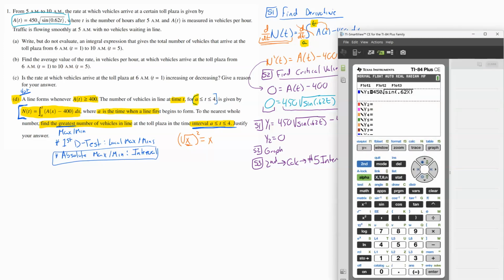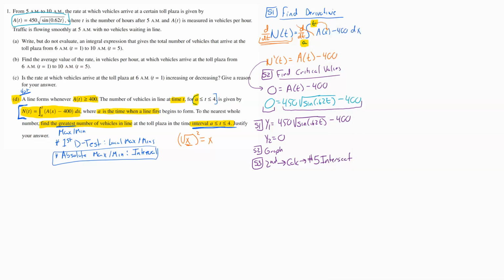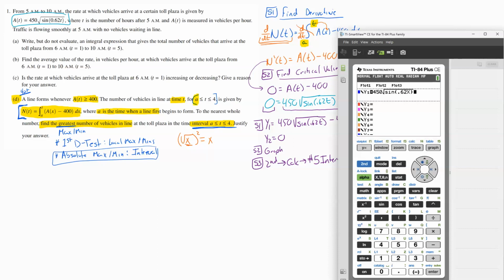If we had done parts A through C already, then ideally you still have that equation in your y1, the starting part of it, so we don't have to retype that in. Again, we replace the t with an x when we're graphing, just because our calculator doesn't like t's. Then we just need to add the minus 400 at the end, and I want to know when is that equal to 0.